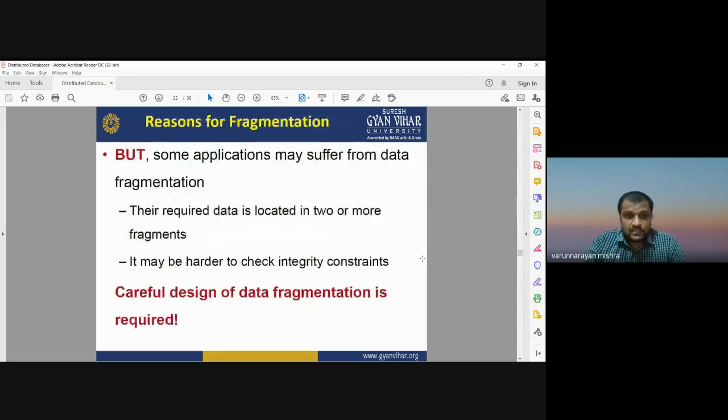But some applications may suffer from data fragmentation, as the data that is required is located in two or more fragments, and it may be harder to check the integrity constraints. So careful design of the data fragmentation is required. For fragmentation, an important instruction is that we have to check the data integrity. If there are integrity constraints, then during the data fragmentation we have to carefully check the design of that database. So this is the reason for fragmentation.